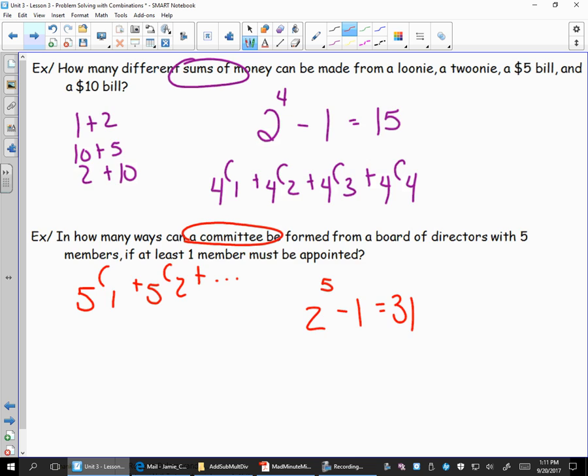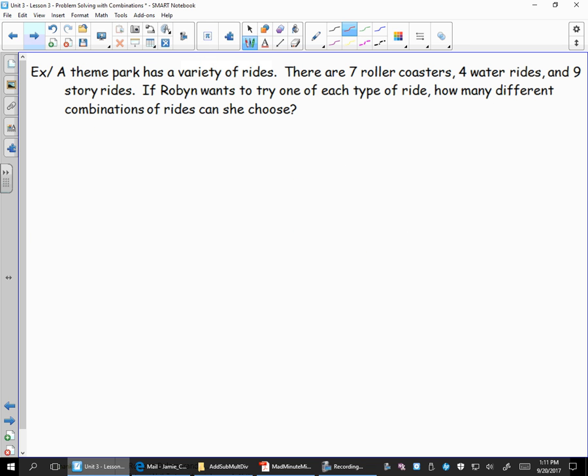Okay, last one. I want to give you some time to work on some questions today. Take some practice. We have a theme park. It has a variety of rides. There's 7 roller coasters, 4 water rides, and 9 story rides. Robin wants to try 1 of each type of ride. How many different combinations can she choose? It tells us here in the question it's a combination. Order doesn't matter. How many can she choose?